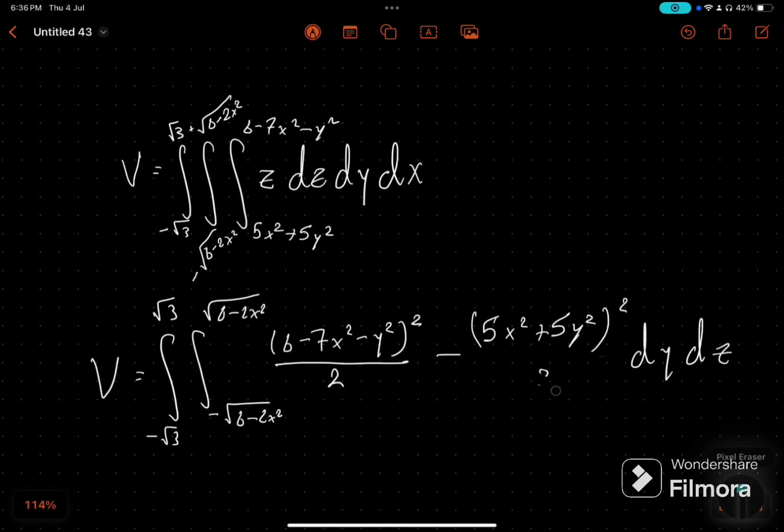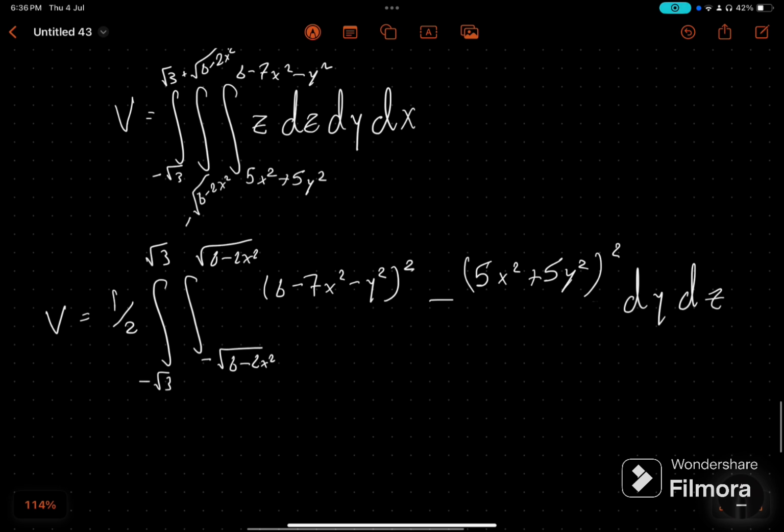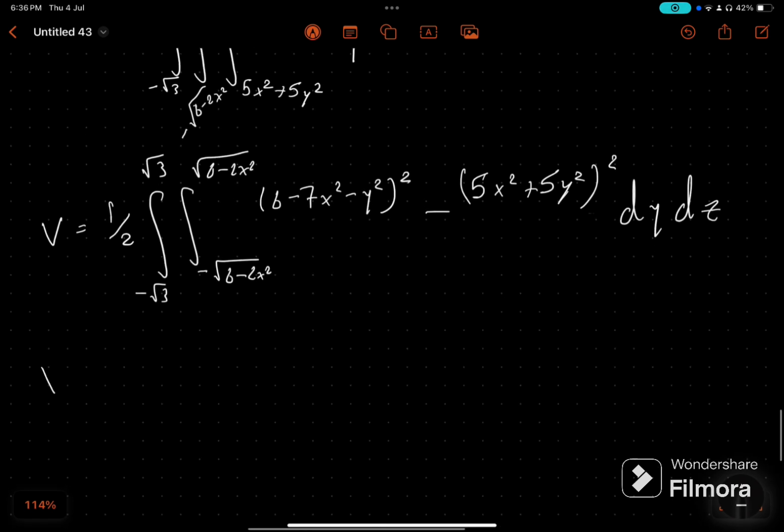Now let's take 1 over 2 outside to make our calculation simpler. So V equals 1 over 2 times this. Now how do we integrate this? It should be relatively easy. So we need to integrate something like this. How do we do that? Think of a way of doing this.